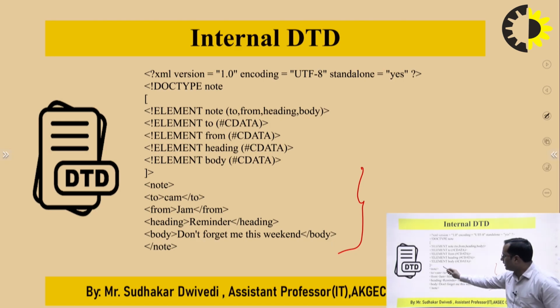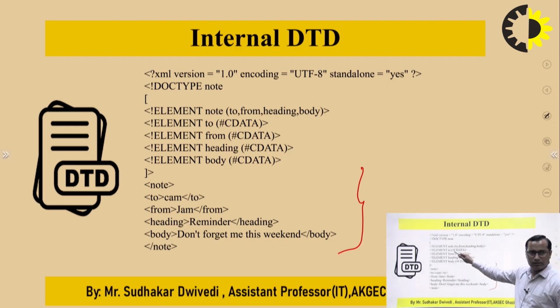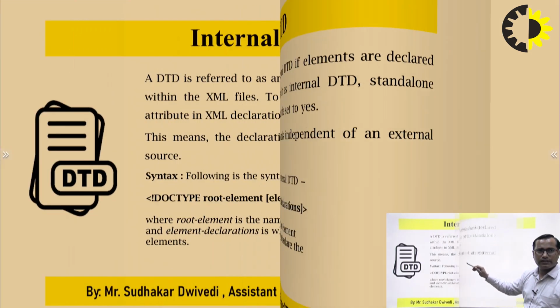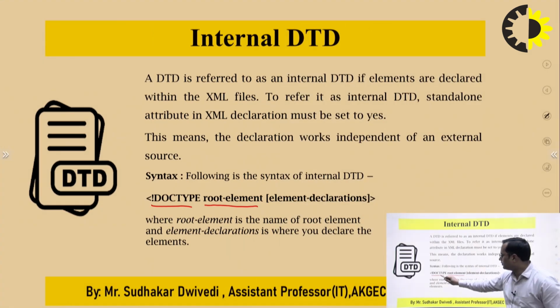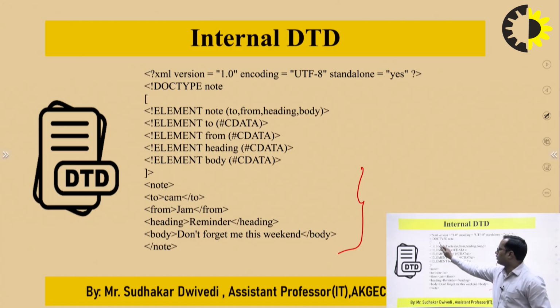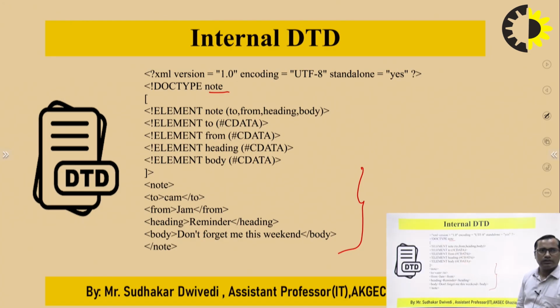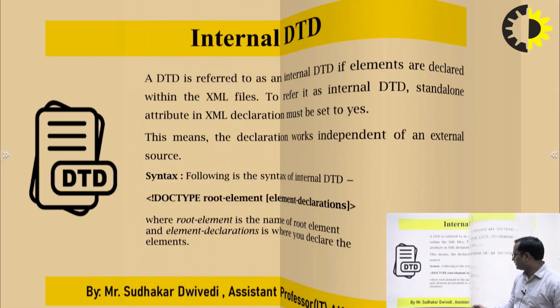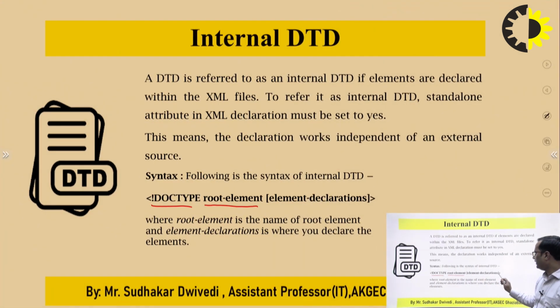So how can we create an internal DTD? As for the syntax, what should we use? First we should use DOCTYPE and then the root element. What have I written? The DOCTYPE and the root element is note. I have written note. And then in the square bracket, we should use the element declarations.